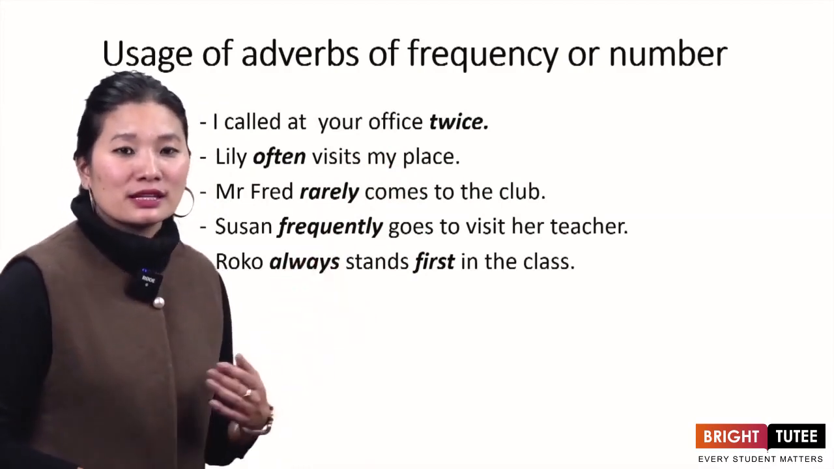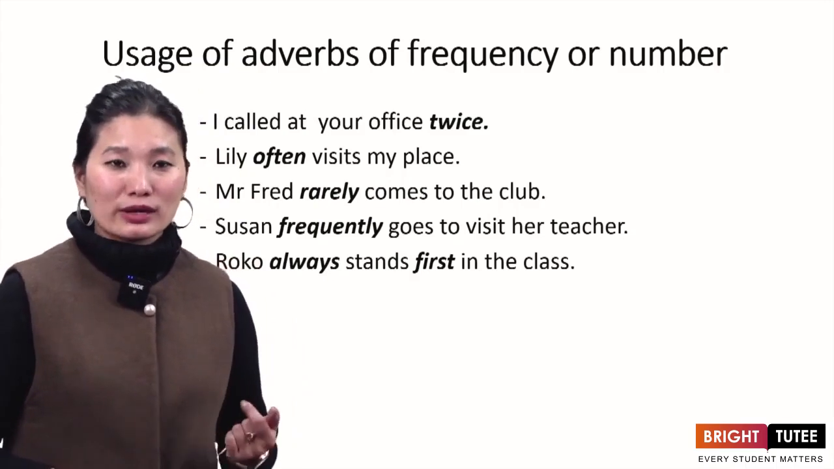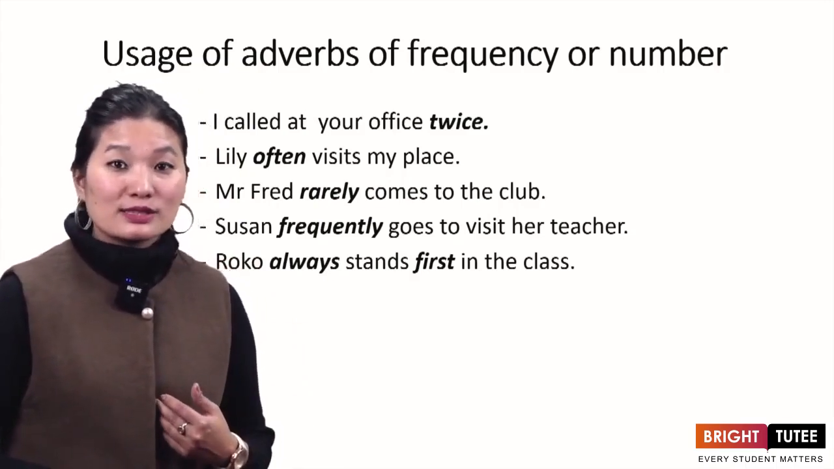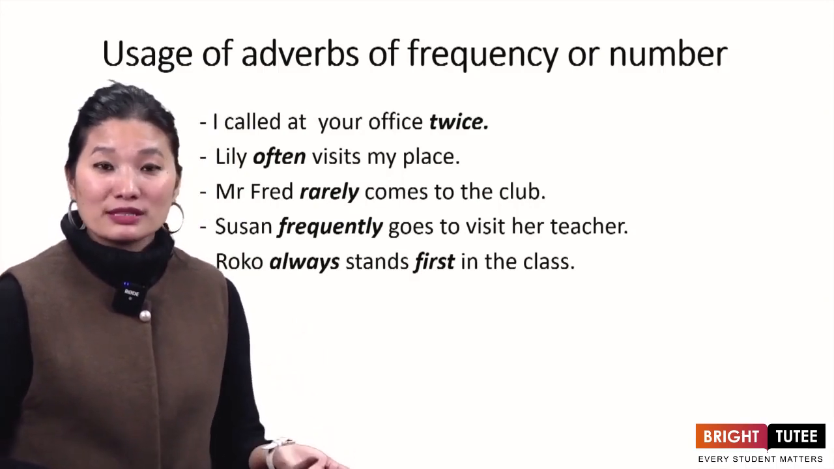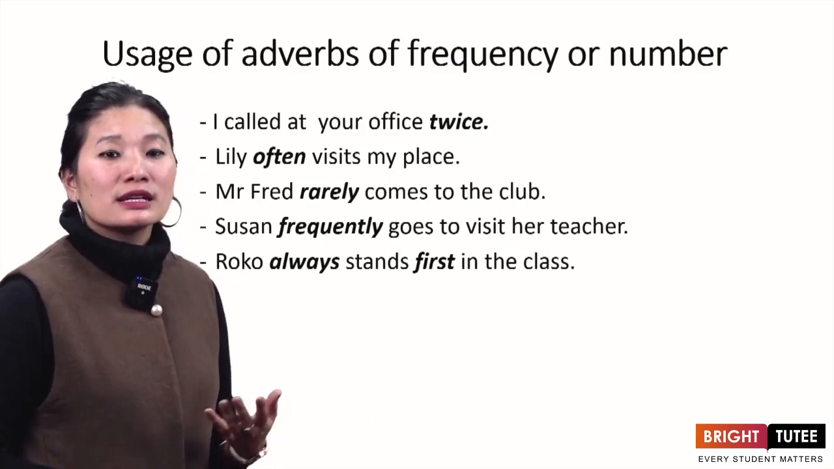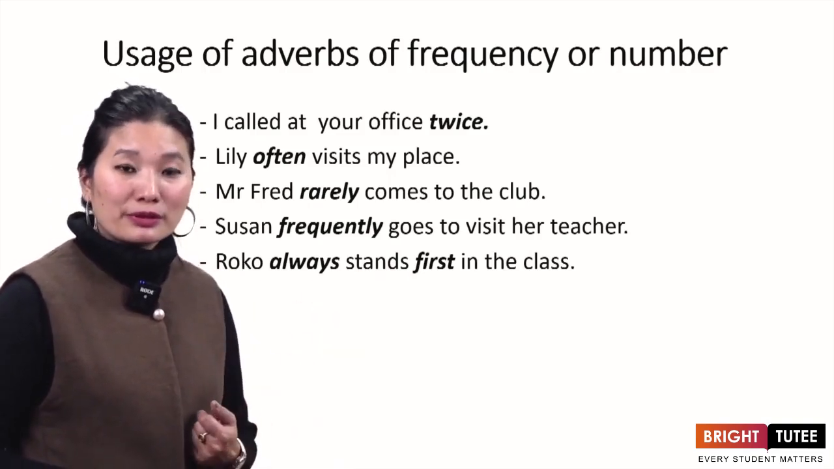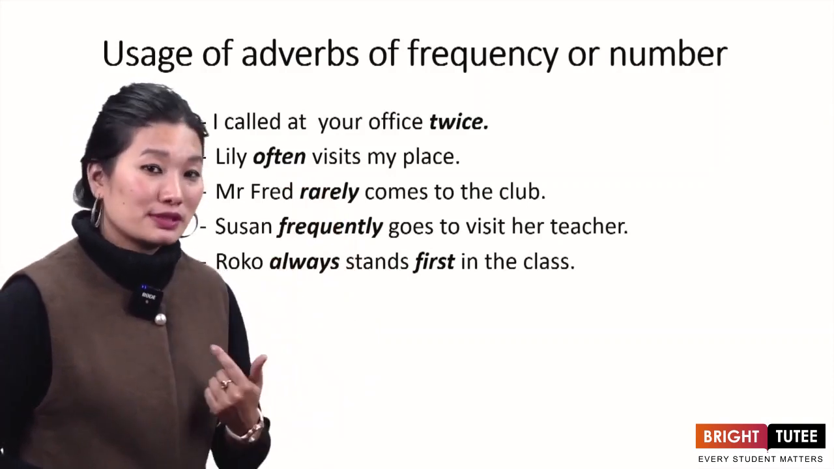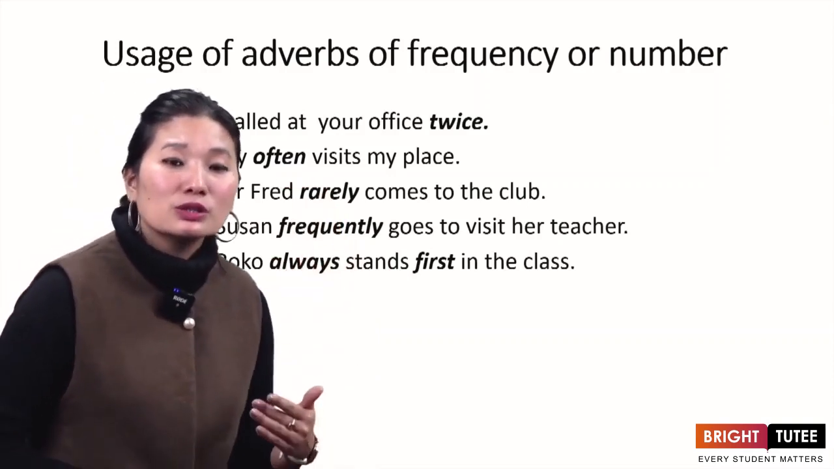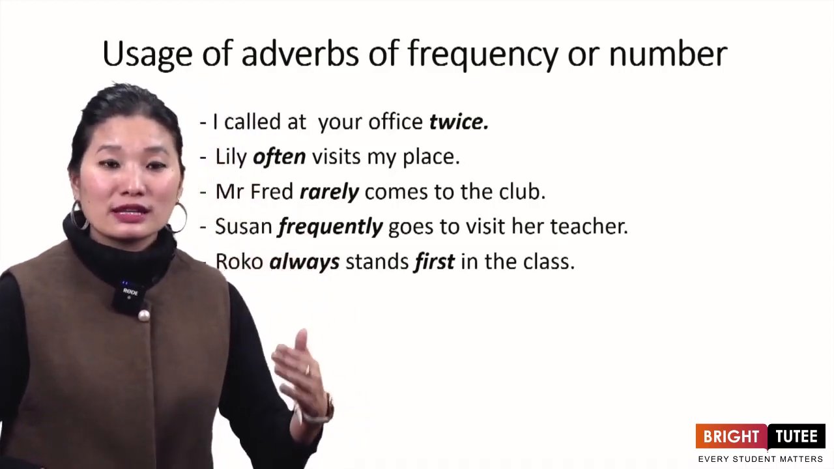Rocco always. How many times did Rocco get first? It is not just once or twice. He always. That is also frequency. It answers the question how many times or how often. Rocco always stands first in the class, right? First is also an adverb of number because it is stating the position. Not like 1, 2, 3, but it will state the position. So, an adverb of frequency will state the number like first, second, and third.